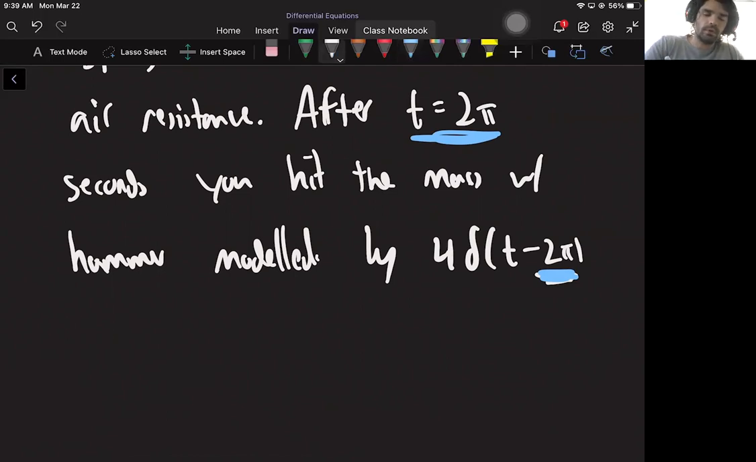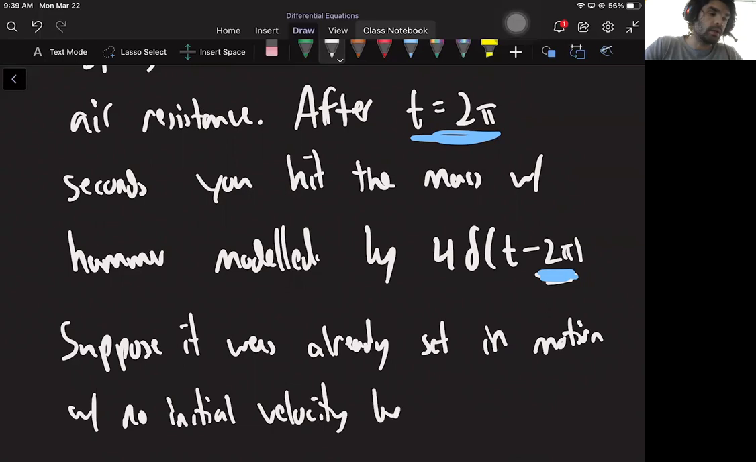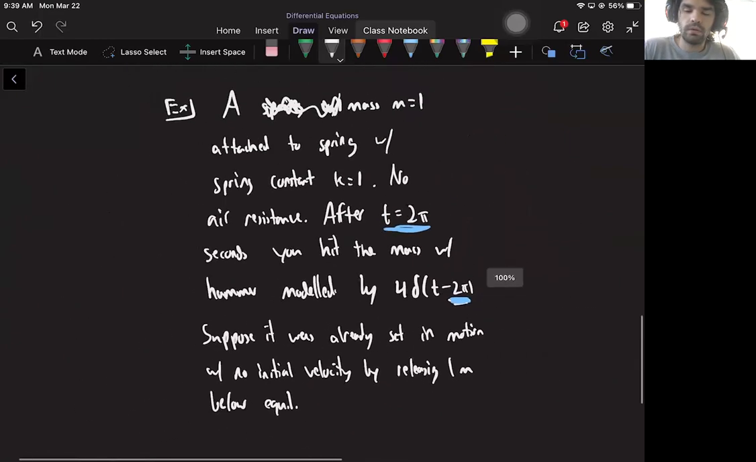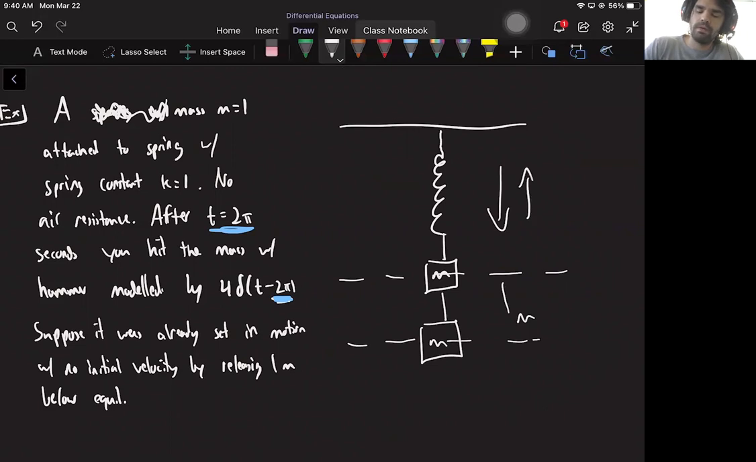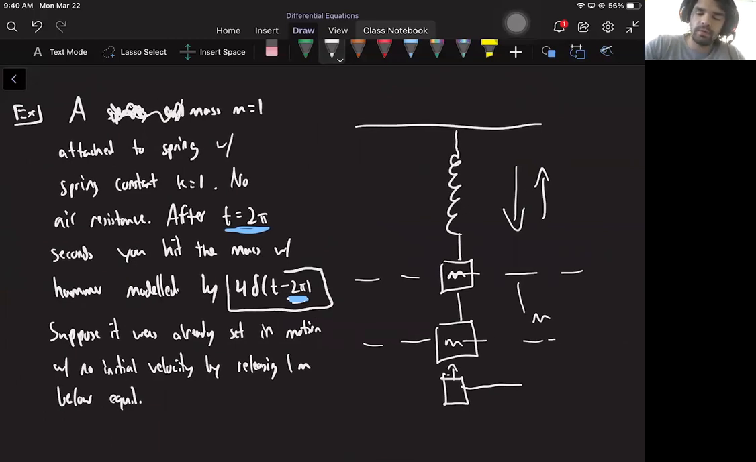Okay, and then we're also going to suppose that it was already moving. So it's already set in motion with no initial velocity, but by releasing it 1 meter below equilibrium. Okay, so here's the problem. So we got this spring, got this mass, and it's already been set in motion by pulling it down a little bit, 1 meter. So it's already bouncing up and down. And then after a certain amount of time, you come and you bop it with a hammer. And the force that you hit it with is modeled by the Dirac delta function.